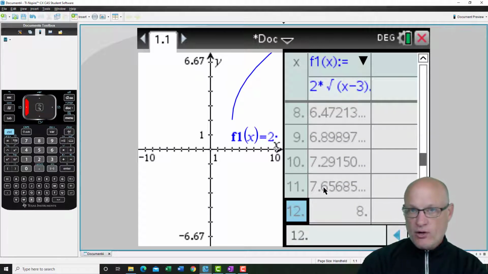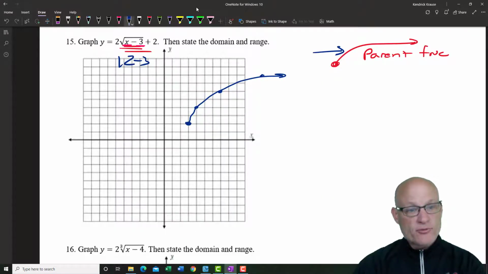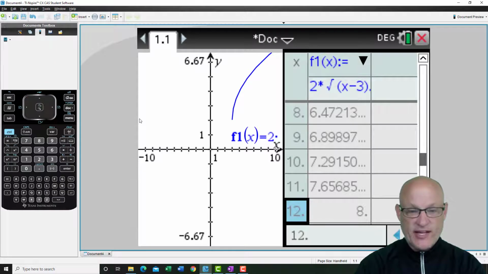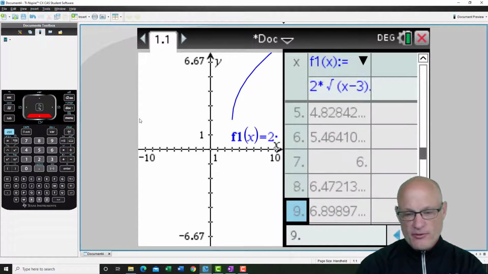Well, what is 12 minus 3? What is 12 minus 3? Well, that would be 9. Oh, the square root of 9. What is 7 minus 3? Oh, that would be 4, square root of 4. And that's why it's 7 and it's 4. 4 was a little bit throwing me off, but there we go.